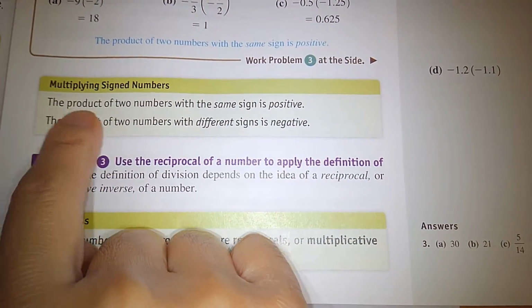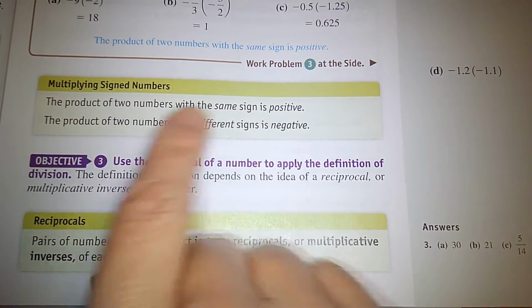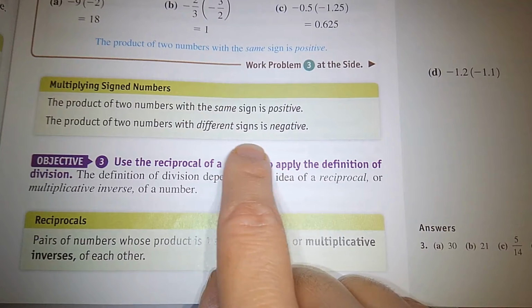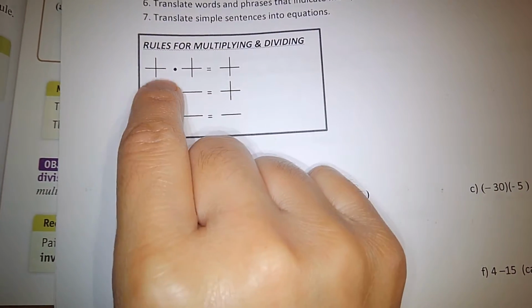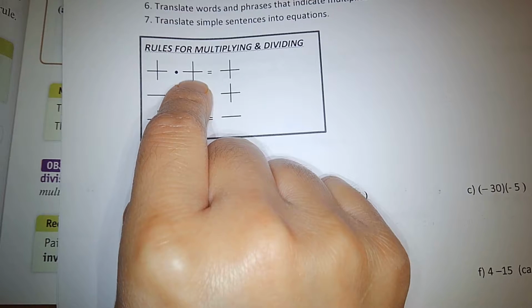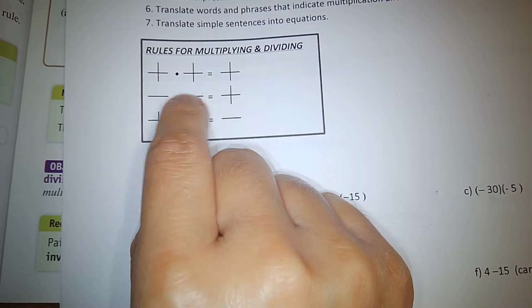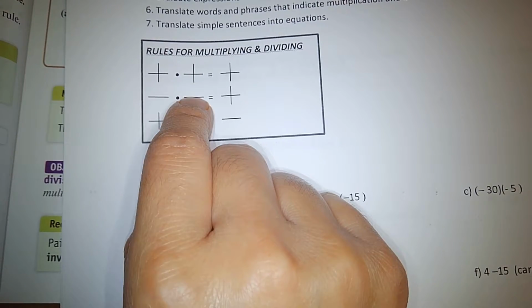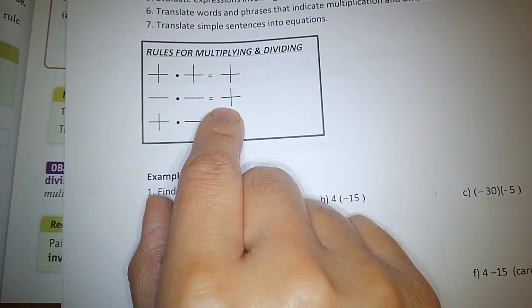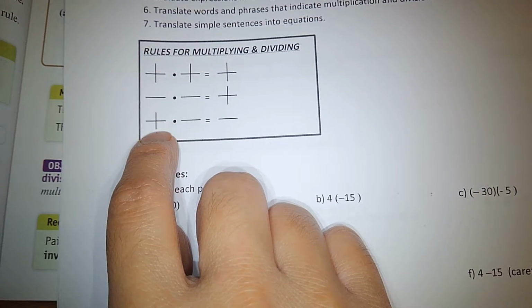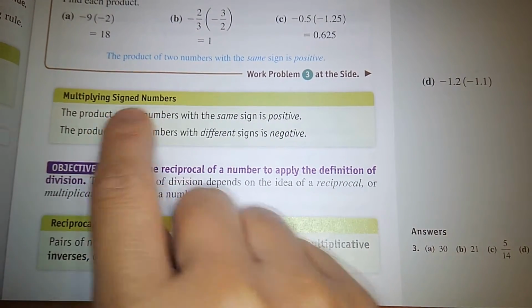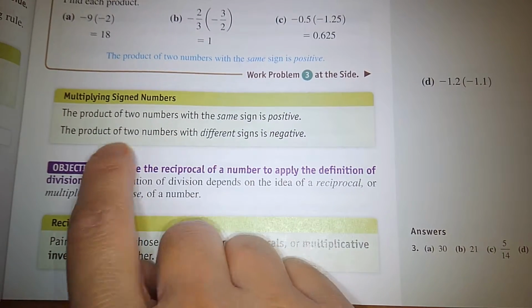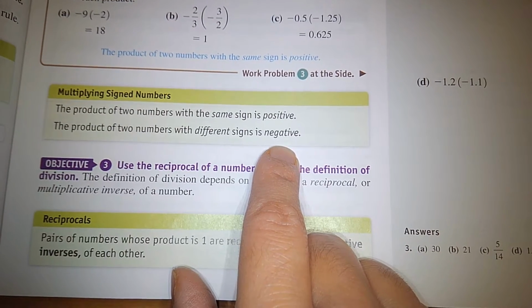This is a conclusion for us, this green box. I'll read it. The product of two numbers with the same sign is positive. The product of two numbers with different signs is what? Negative. It is here in our notes. If two numbers are both positive, the same sign, we get positive results. If both are negative, they still have the same sign, so we get positive results. But if two numbers have different signs, we get negative results. So same signs, product positive. Different signs, product is negative.